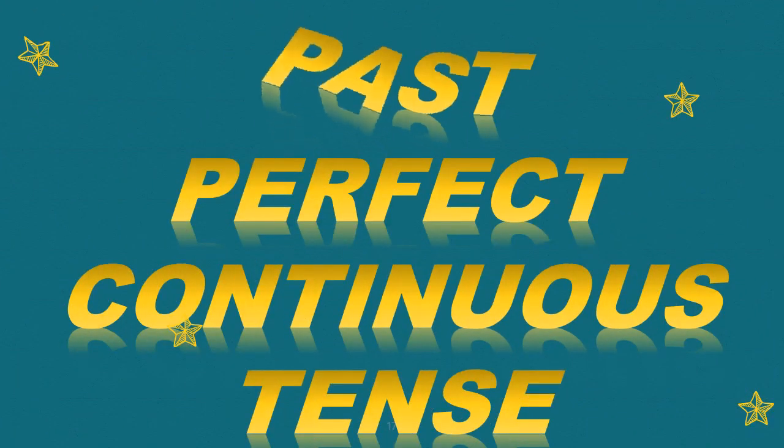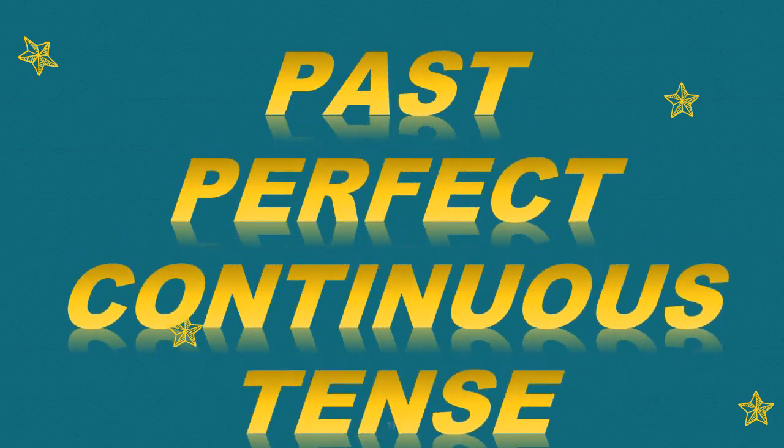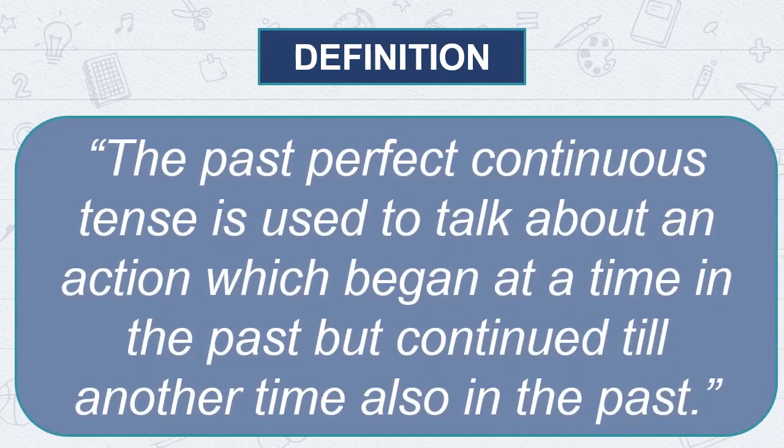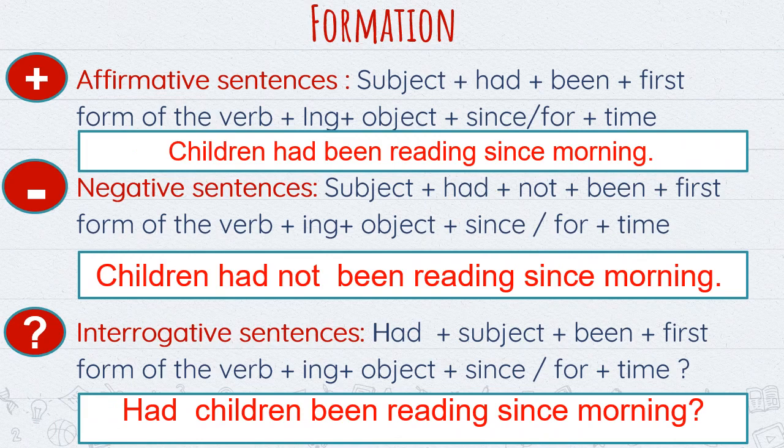Now we shall read past perfect continuous tense. What do we mean by past perfect continuous tense? The past perfect continuous tense is used to talk about an action which began at a time in the past but continued till another time also in the past.